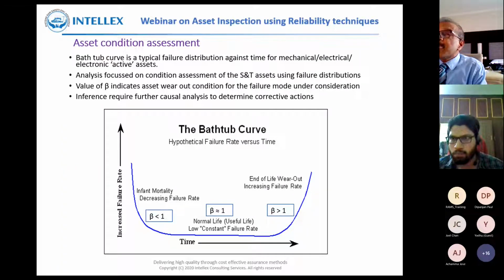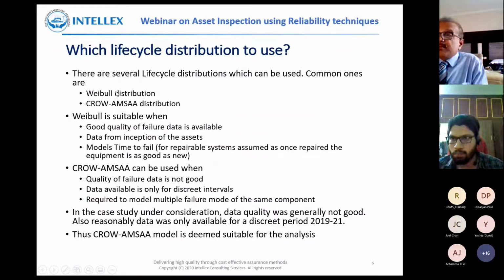So which life cycle distribution can we use? We considered two viable distributions. The Weibull advantage is that there are several tools available. It's also in Isograph, where there is a good application for the Weibull distribution. It models the time to failure, and you can also put in failure dates and so on.